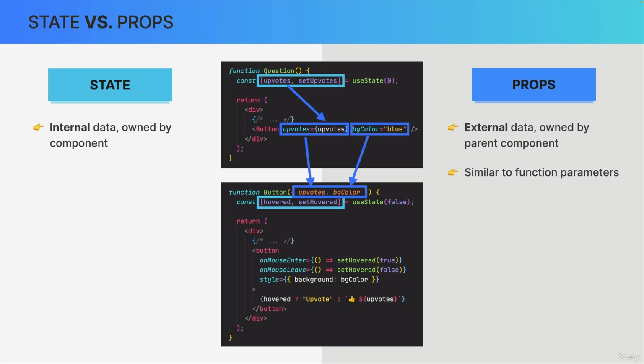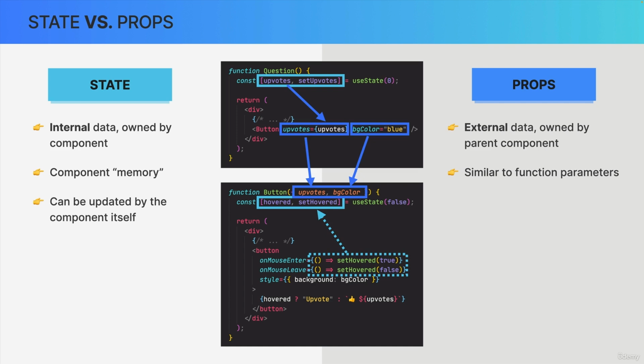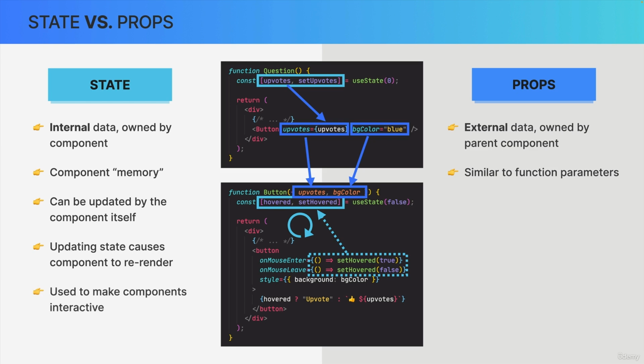State, on the other hand, can be thought of as the component's memory, because it can hold data over time, so across multiple re-renders. Now, state can be updated by the component itself, and as we already know, this will then cause the component to be re-rendered by React. Therefore, we use this mechanism of state to make components interactive. On the other side, props work very differently. They are read-only, so they cannot be modified by the component that is receiving them.